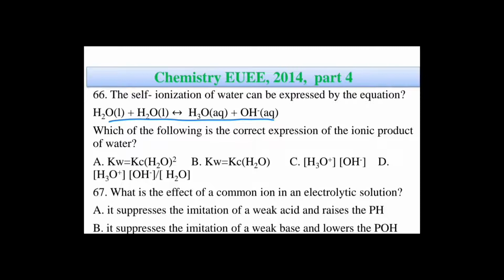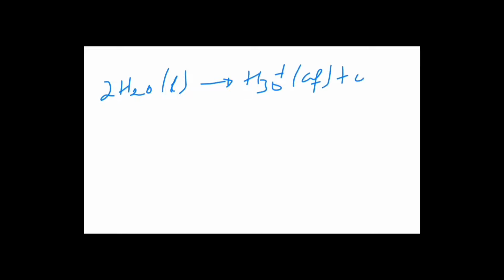Question number 66, the self-ionization of water can be expressed by the equation. According to this equation, which of the following is the correct expression of the ionic product or equilibrium expression of water. H2O, self-ionization of H2O liquid to form H3O plus aqua plus OH minus aqua.